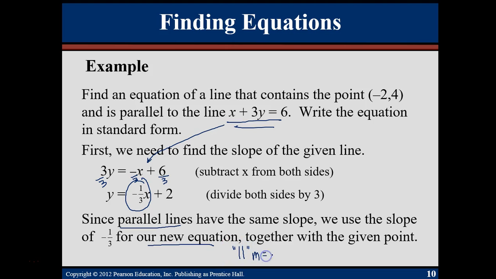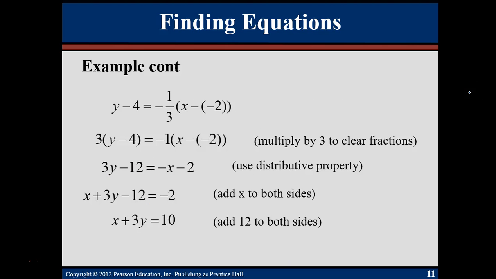Well, my parallel slope is going to be negative 1/3, and I want it to go through this point, so that's going to be my x1, y1. I have y minus 4 equals negative 1/3 times the quantity x minus a negative 2. I'm going to multiply both sides by 3 so that I don't have to deal with that fraction right away.